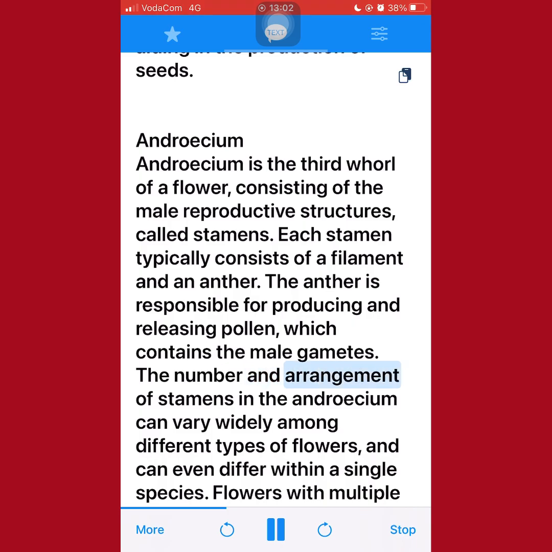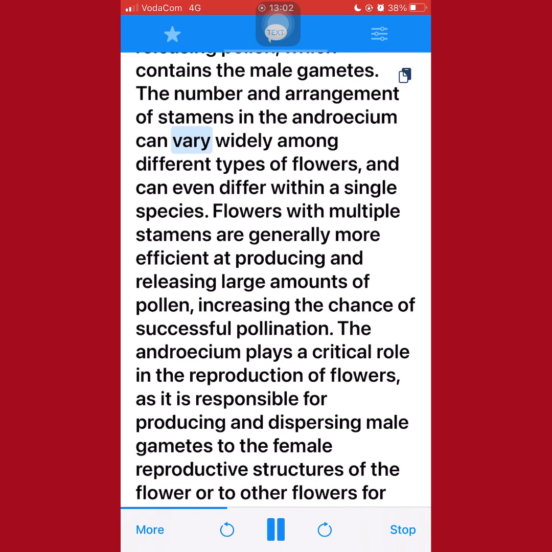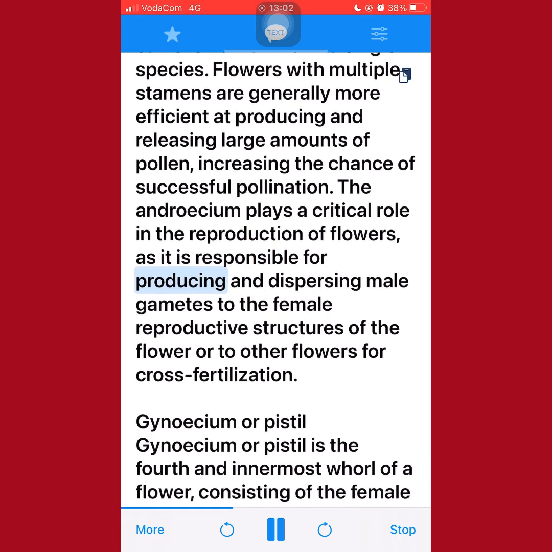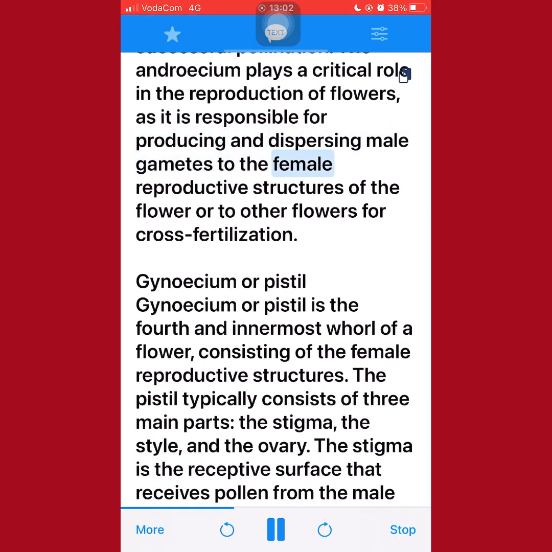The number and arrangement of stamens in the androecium can vary widely among different types of flowers, and can even differ within a single species. Flowers with multiple stamens are generally more efficient at producing and releasing large amounts of pollen, increasing the chance of successful pollination. The androecium plays a critical role in the reproduction of flowers, as it is responsible for producing and dispersing male gametes to the female reproductive structures of the flower or to other flowers for cross-fertilization.